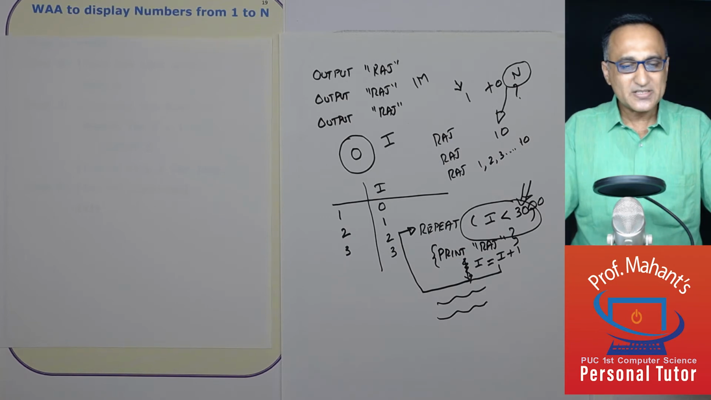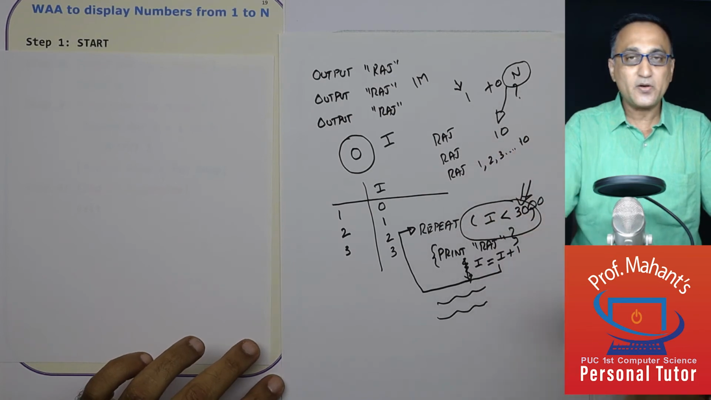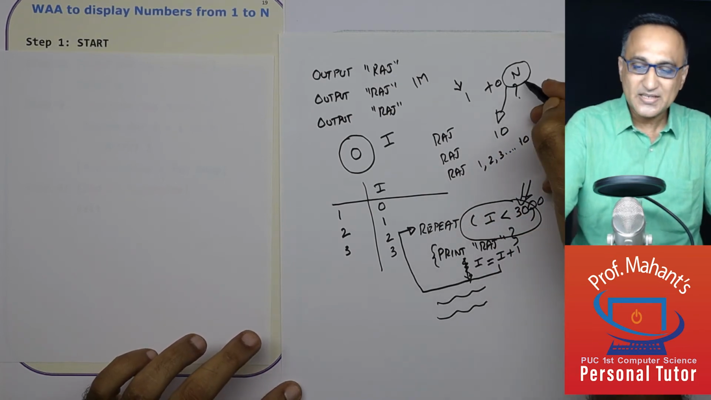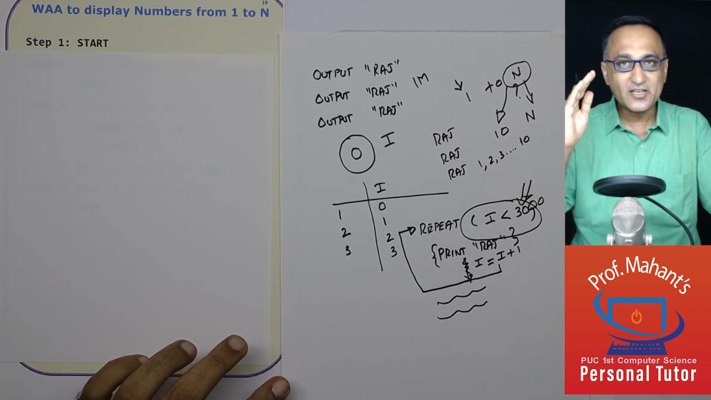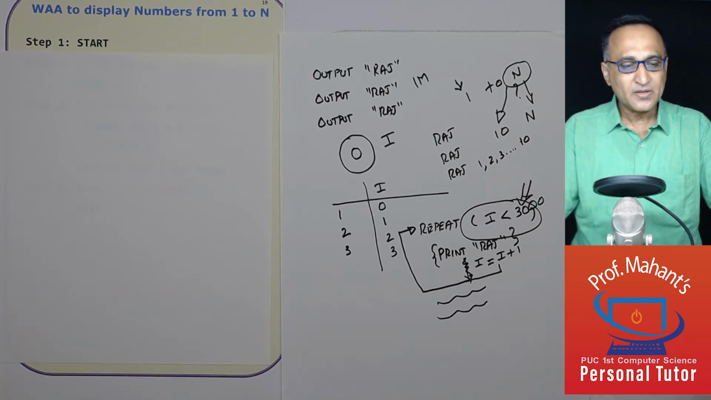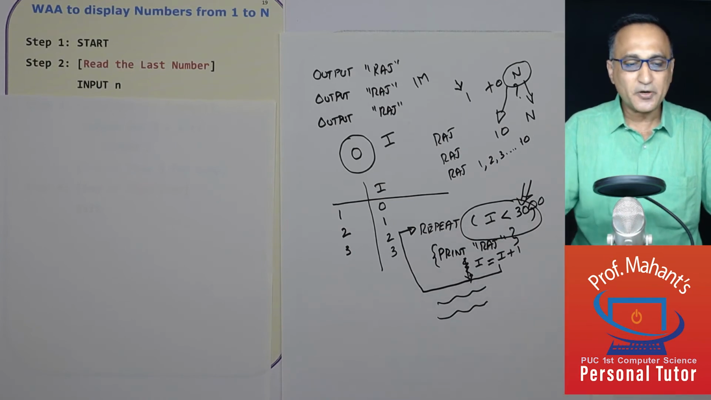So let's say what is the first step. As usual, you have the start. In order to print numbers from 1 to n, what do I need? I need to know this endpoint, which I call n. N tells me what is the last natural number I should be printing. So read the last number or what is the last natural number. Input n. N is nothing but the end point or the last natural number.